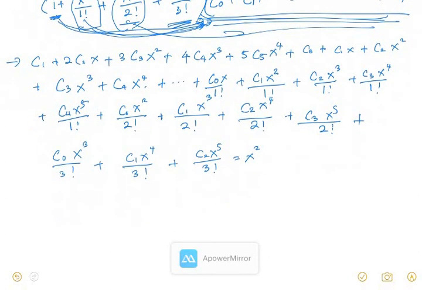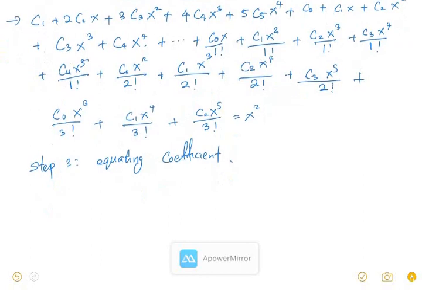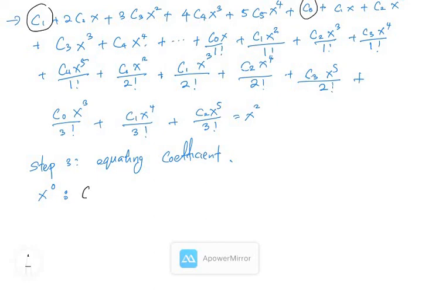Okay, now step number 3, equating the coefficient. So I equating the x power of 0. When I equating x power of 0, I have c1 and then plus with c0. So c1 plus c0 equal to 0. c1 is equal to negative c0.